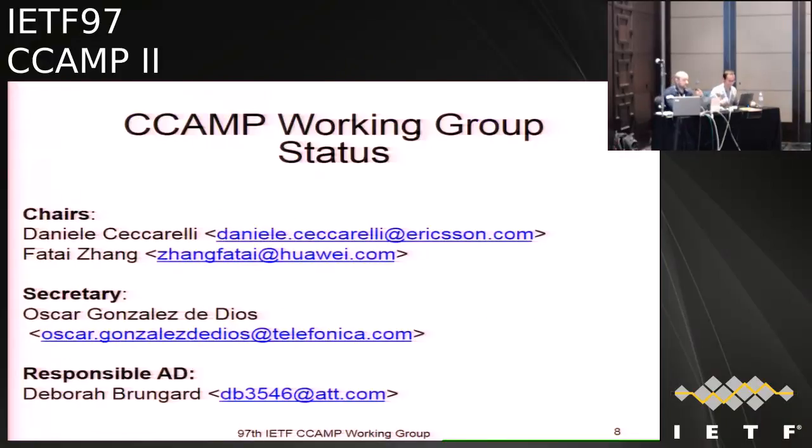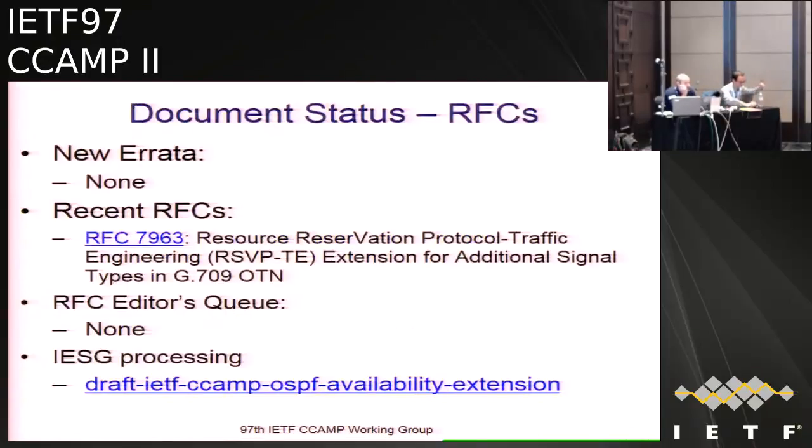Let's start with an update on the status of the working group. Since last meeting, we have a new RFC, 7963. It's about RSVP-TE extensions for additional G.709 signal types. We have one draft in the IESG processing.